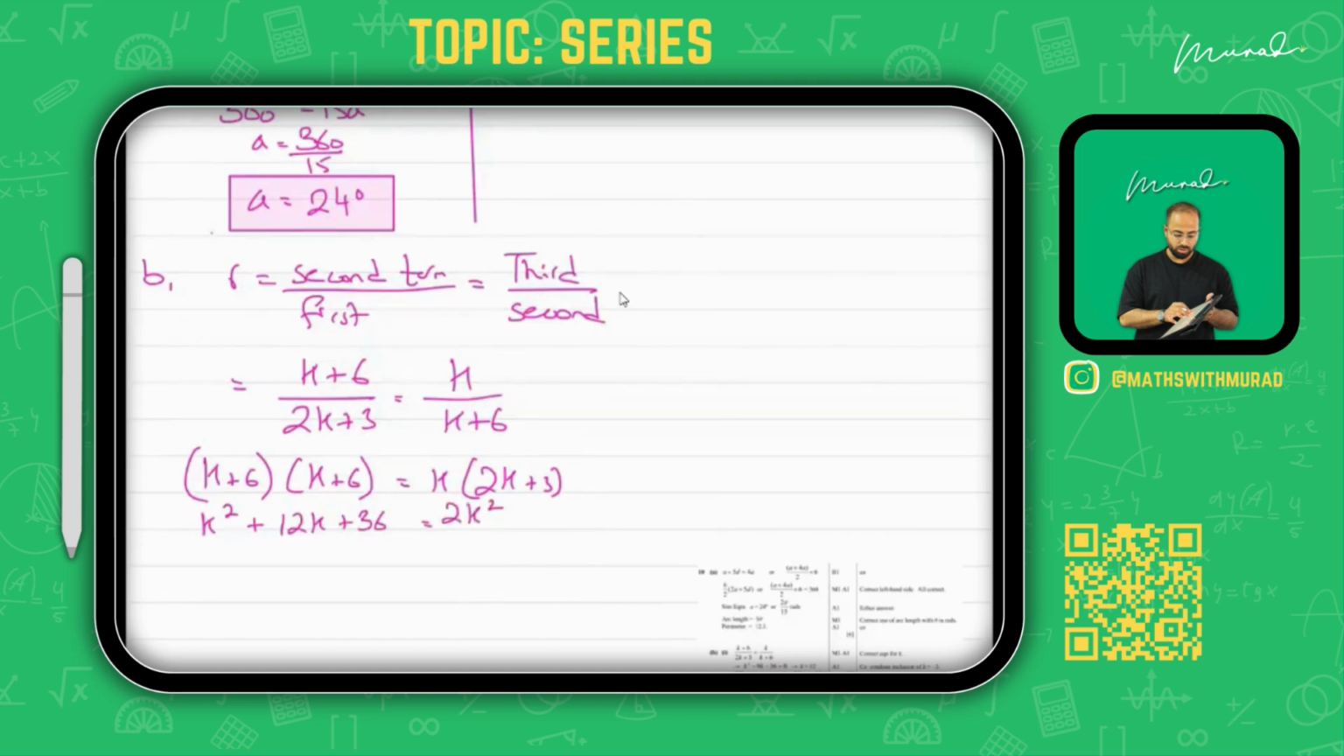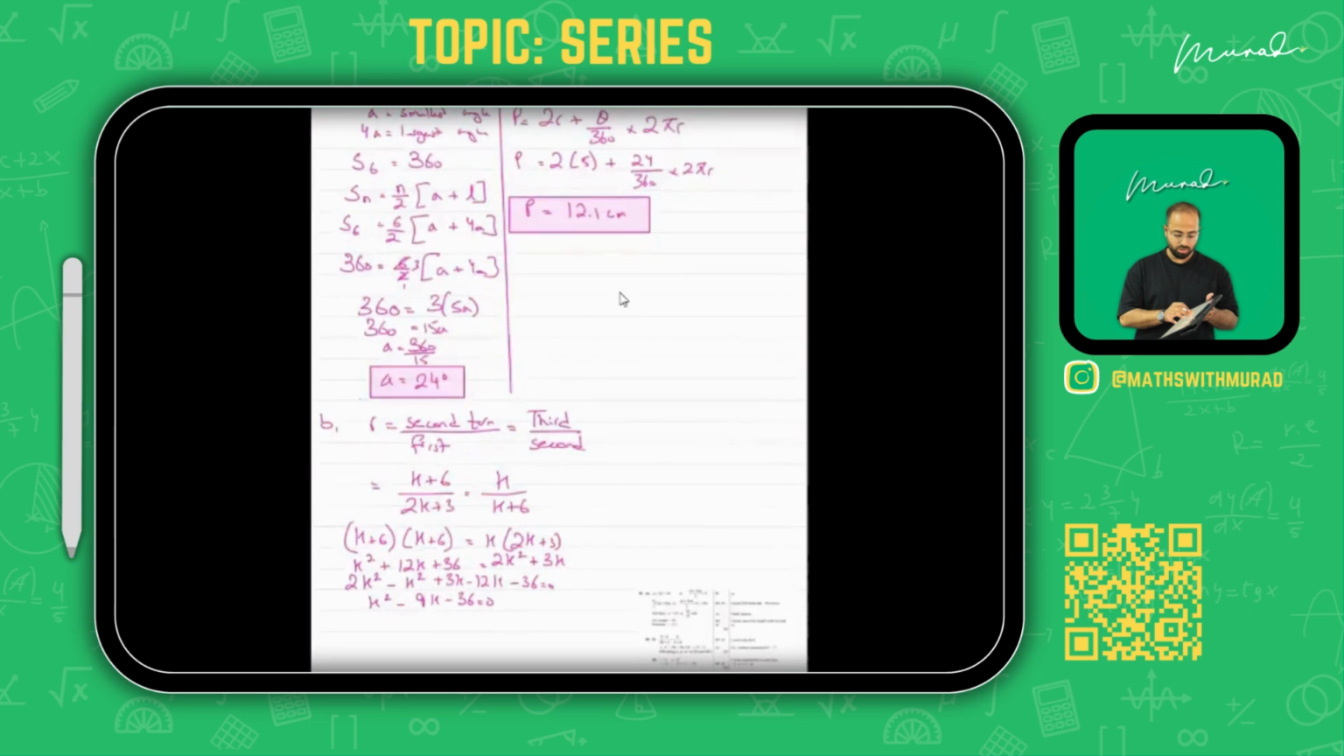2k square plus 3k. I'm going to shift each and every single thing to the other side. 2k square minus k square plus 3k minus 12k minus 36 is equal to 0. So there's going to be k square minus 9k minus 36 is equal to 0. Now after factorization, this is going to be, I'm continuing this method over here.